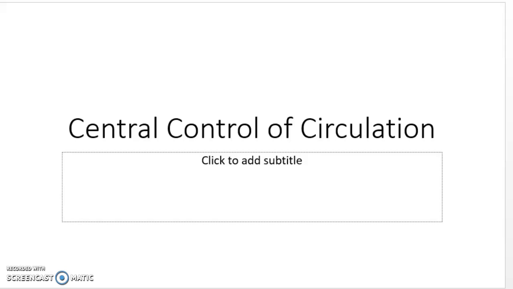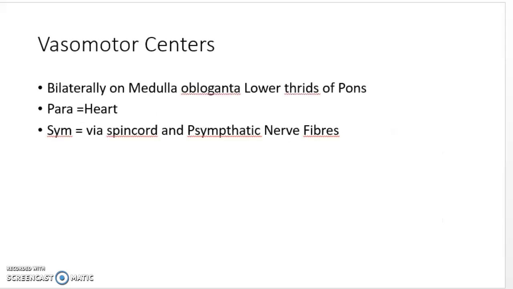Central control of the circulation. So now, what controls it? What is the central control of the circulation? Well, that is the vasomotor areas. The vasomotor areas, well, how do they do this?